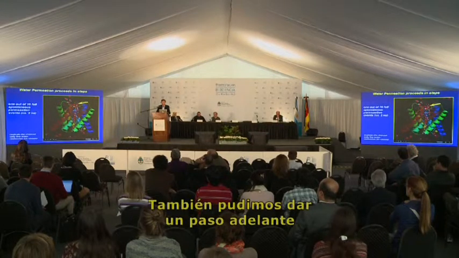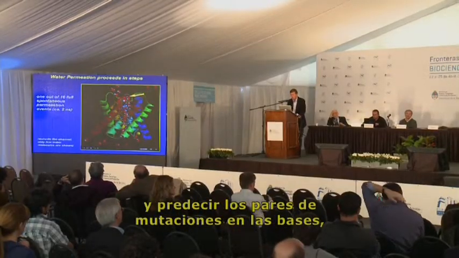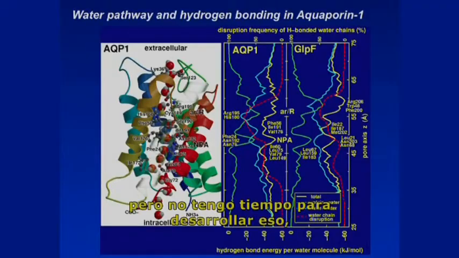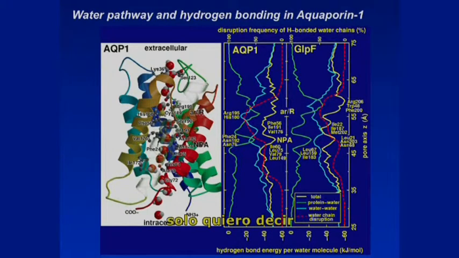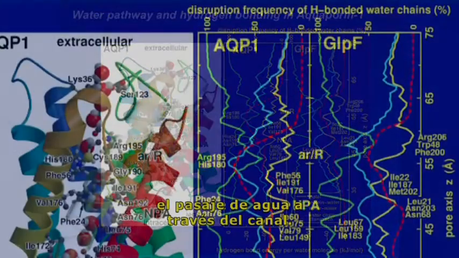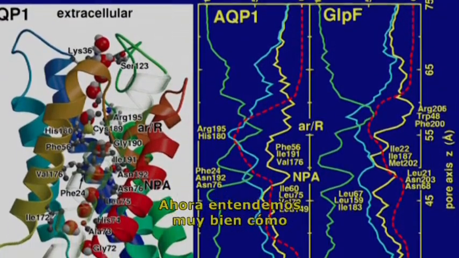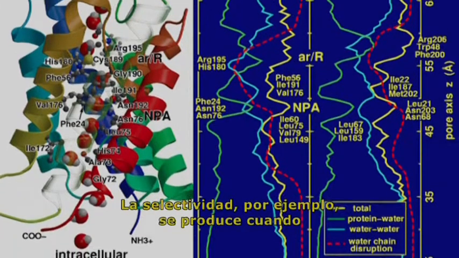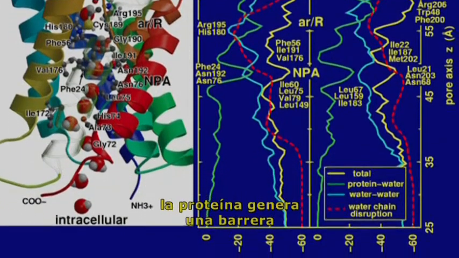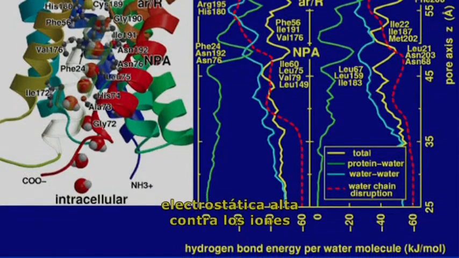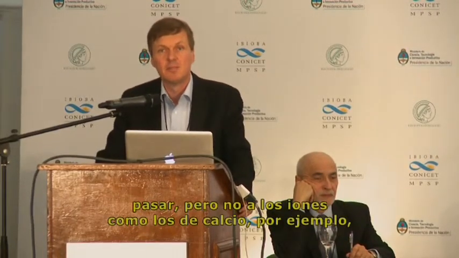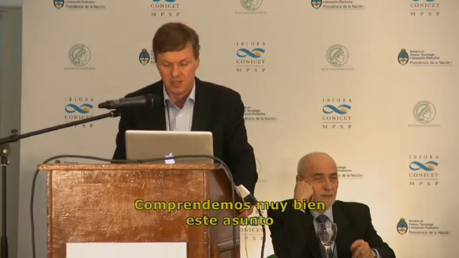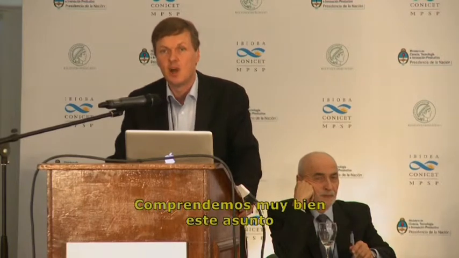And we could also go one step further and predict a couple of mutations on the basis of an analysis of the energetics. I don't have time to go into that, suffice it to say that on the basis of seeing what interacts how strongly with what during water passage across the channel, we now understand very well how this channel can be so efficient and how it can be so selective. The selectivity, for example, comes about by the protein generating a high electrostatic barrier against ions, which lets dipoles like water molecules pass, but not ions like H3O plus or calcium ions or others. So this we understand nicely on the basis of equilibrium simulations.